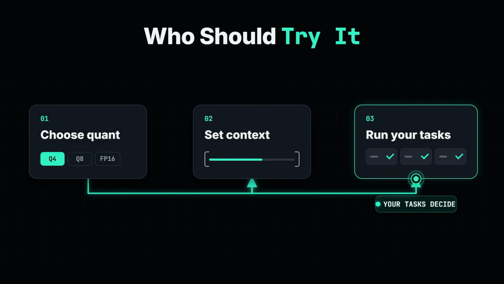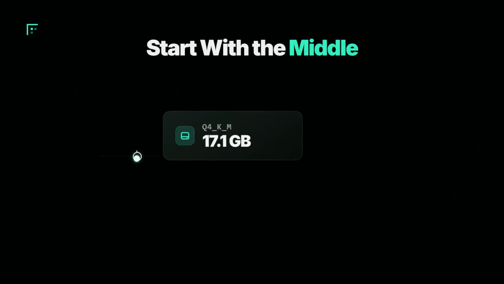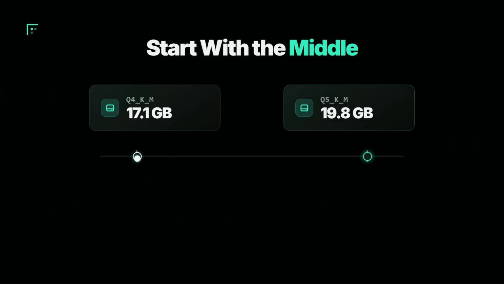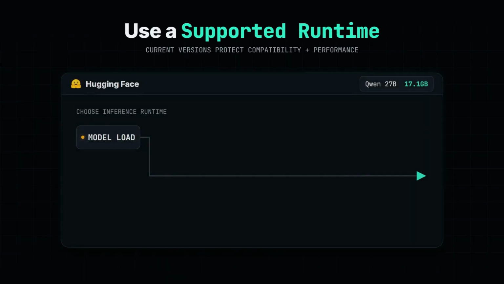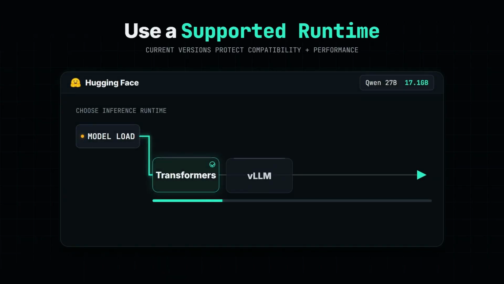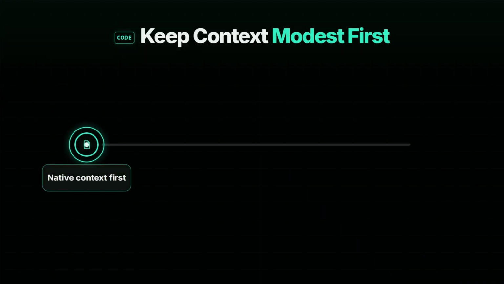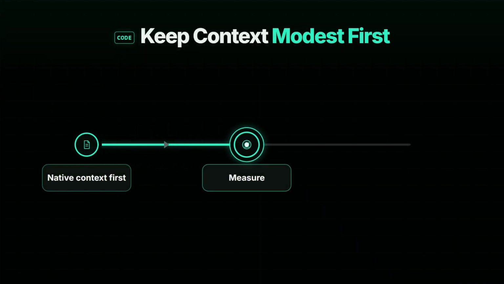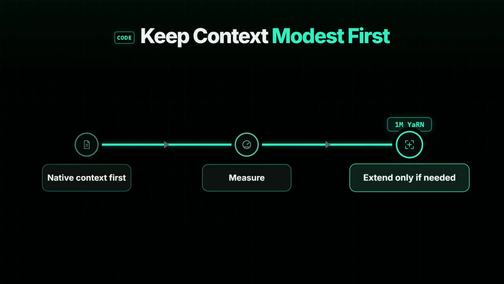One headline score isn't enough. Start with Q4 cache M at 17.1 gigabytes or Q5 cache at 19.8. Both are concrete storage checks, not memory guarantees. Use a current supported runtime: transformers, vLLM, SGLang, or TokenSpeed. Qwen says versions affect compatibility and performance. Begin with ordinary prompts inside the native window. Enable 1 million token YaRN only when needed, because shorter text performance may fall.